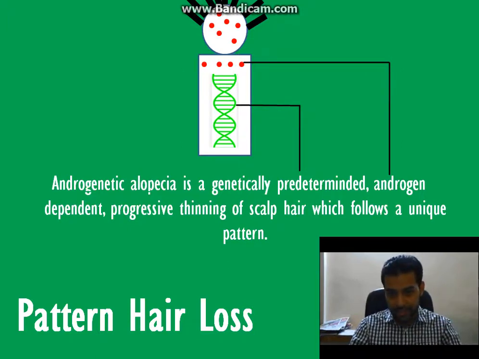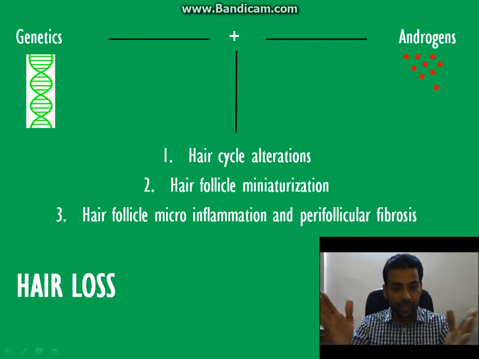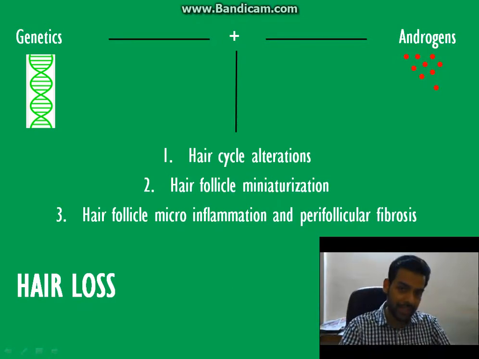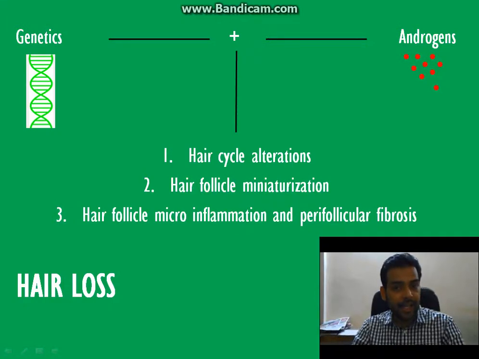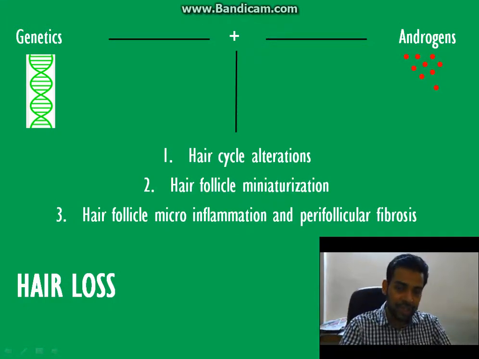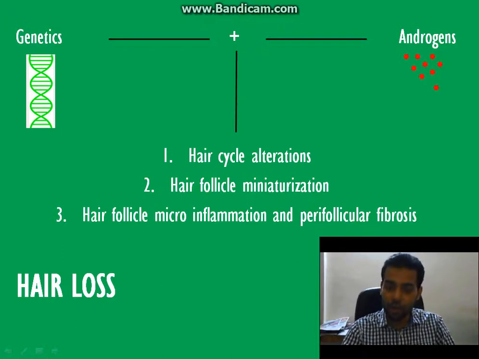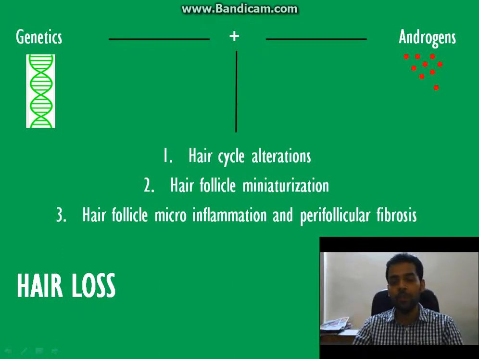Now, genetics plus androgens combine to result in three pathophysiological processes. First, hair cycle alterations. Second, hair follicle miniaturization. And third, perifollicular inflammation and fibrosis. These three pathophysiological processes combine to result in hair loss, which is known as androgenetic alopecia. So, the first one, hair cycle alterations.